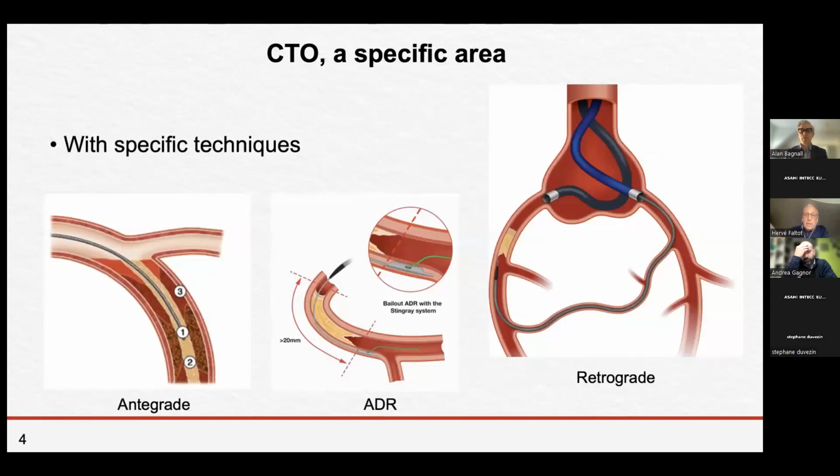It is a specific area, and our doctors know it, with different techniques and different materials: specific techniques by the antegrade approach, by true-to-true lumen, by dissection re-entry. And we know that when the guide wire is in the false lumen, it's difficult to re-enter, and you are going to explain to us how you do it. And when it's not possible by the antegrade approach, you can have the retrograde approach, which is something completely different from the other approaches for other lesions.